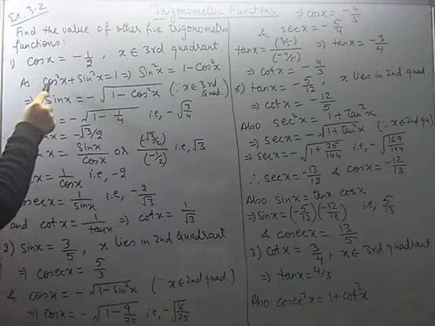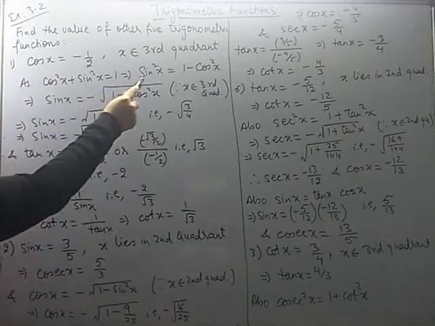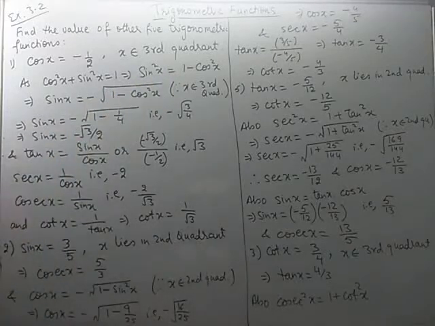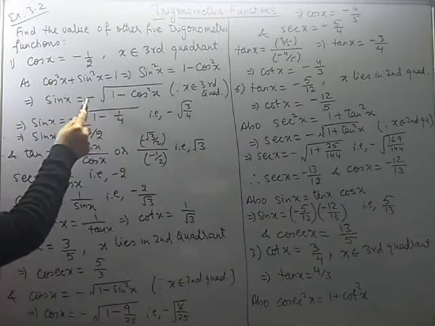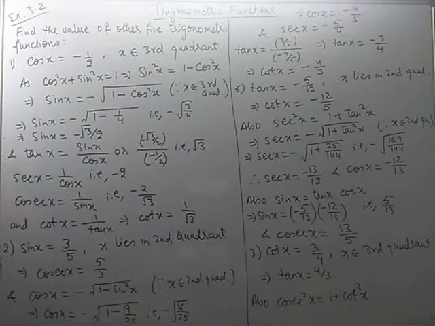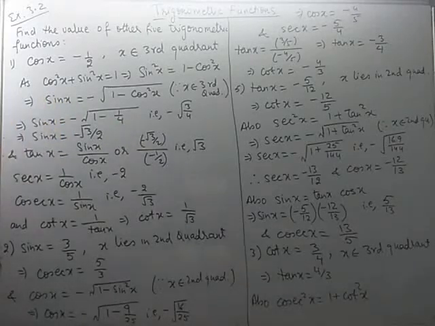Now we are well aware of the identity that cos square x plus sin square x is 1. So we can write sin square x as 1 minus cos square x. That gives us two values for sin x. One is plus square root of 1 minus cos square x, another is minus square root of 1 minus cos square x. So sin x can have positive and negative, two values it can have. Now which one you are going to keep will depend upon to which quadrant this angle belongs and what is the nature of the trigonometric function in that quadrant.